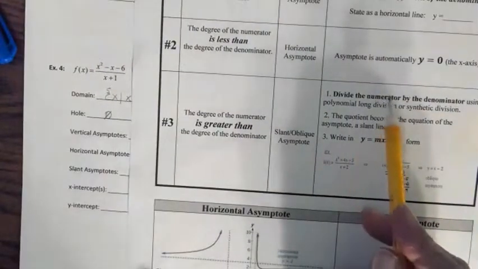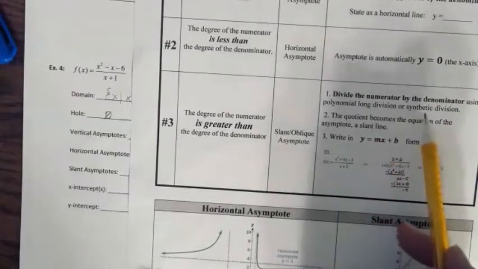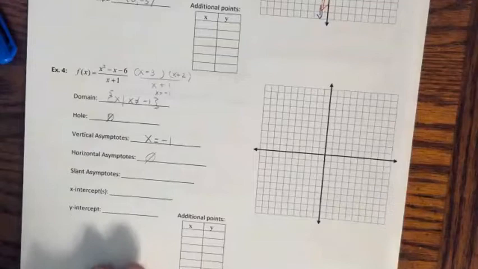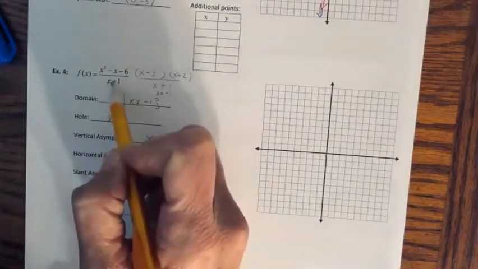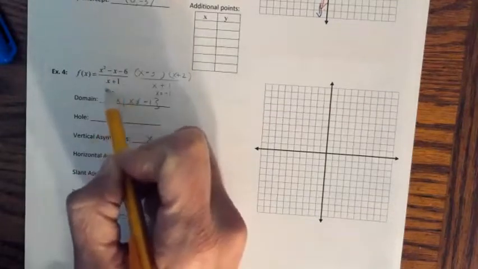So how I get that equation is I actually divide the numerator by the denominator. I can use long division or synthetic. So if I can use synthetic, I can do synthetic. This one I can do synthetic because this is x to the first, and there's no anything other than a 1 here, so I can do synthetic division. So I'm going to divide that.